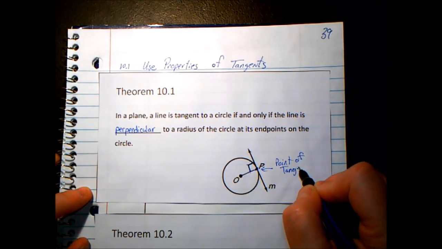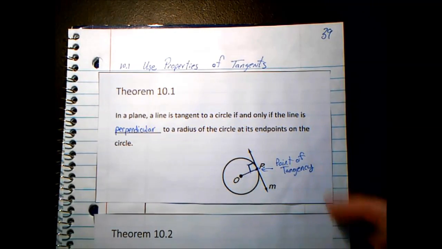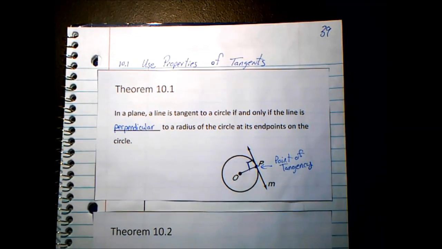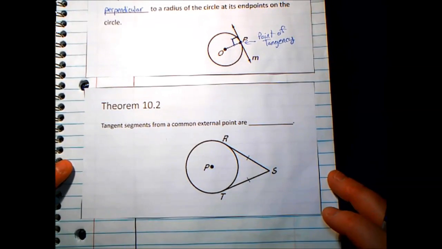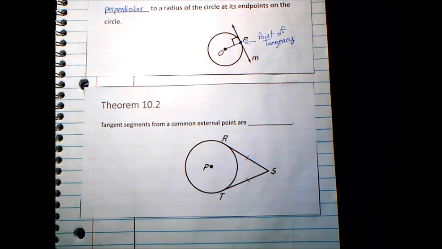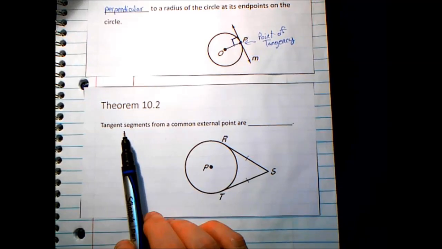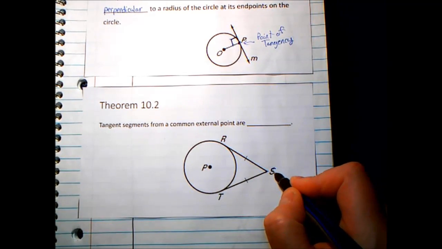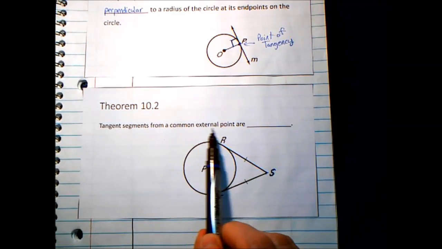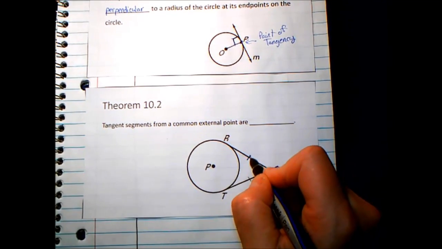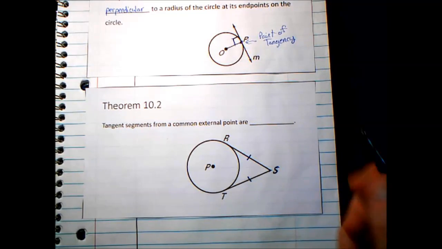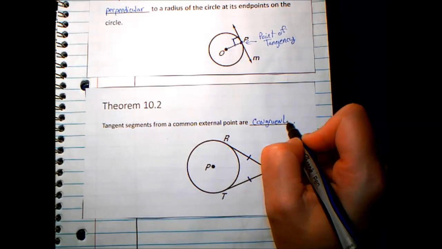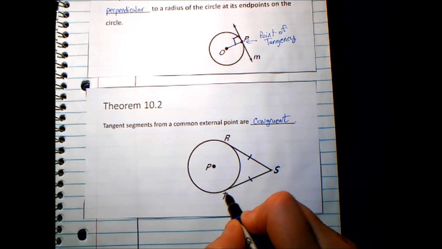And then Theorem 10.2 says tangent segments from a common external point are congruent. So here S is the common vertex, the external point of these two segments. If you notice on your picture, it has those markings, which means they're going to be congruent. And these are two tangent segments because they meet the circle at exactly one point each, which is T and R. So those particular items are perpendicular.